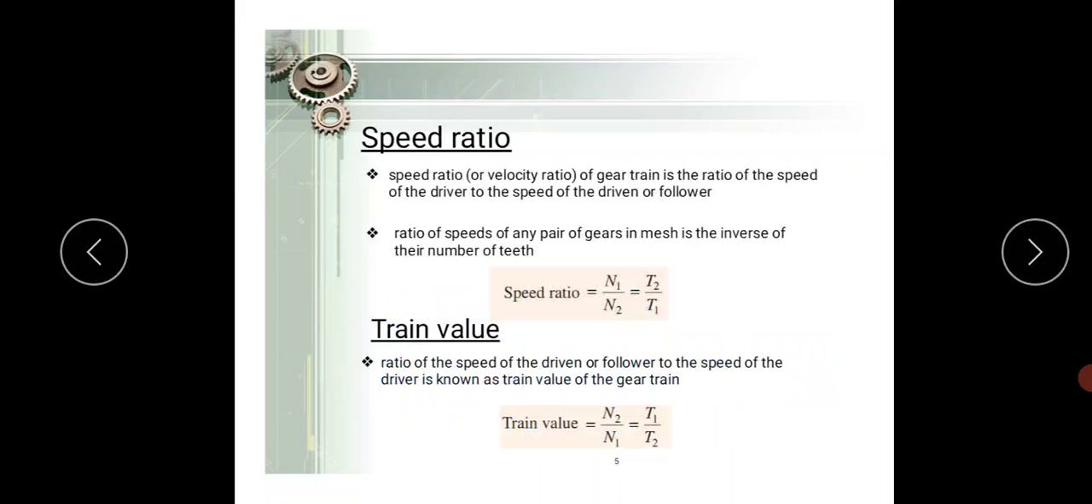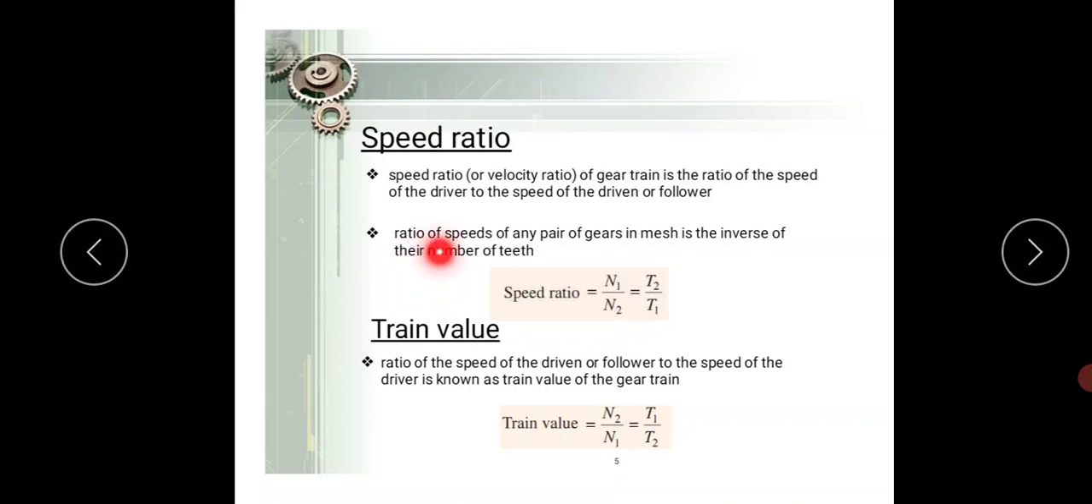Now we are going to see what is meant by speed ratio and what is meant by train value. The speed ratio is also called the velocity ratio. In gear trains, it is the ratio of the speed of the driver to the speed of the driven. It is nothing but the ratio between the speed of the driver and the speed of the driven.